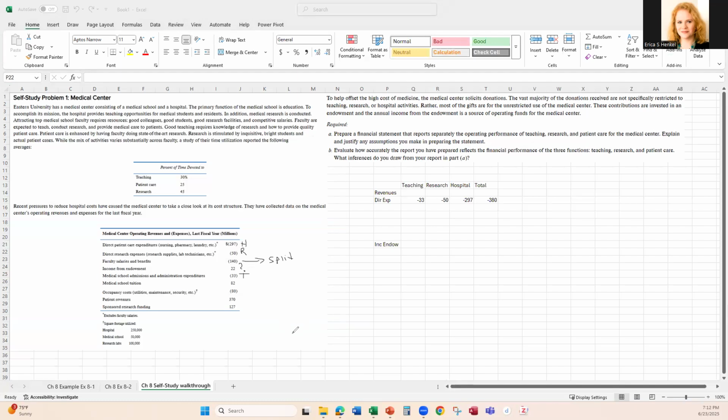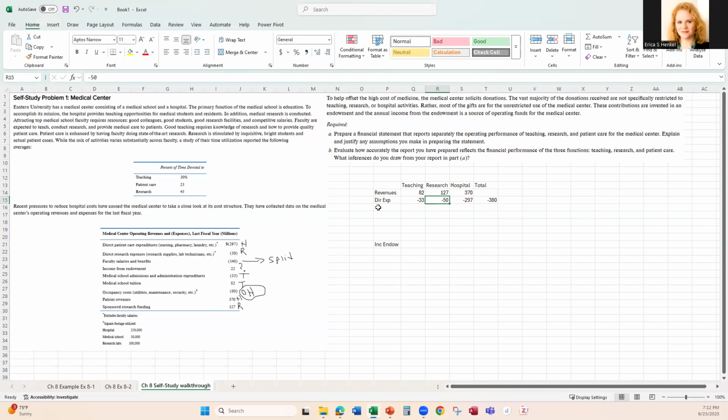Now, medical school tuition, that's 82 million. So that seems pretty clearly to be teaching revenue. And then we've got occupancy costs. So this is going to be our overhead here, right? We've got patient revenues, that's going to be for the hospital, and then sponsor research funding, that's going to be for research. Okay, so let's plug those in there. All right, so we've got that.